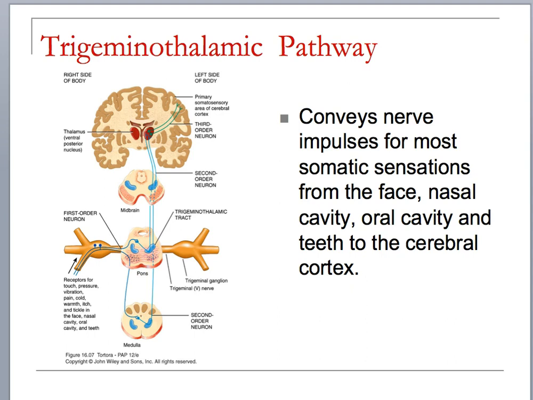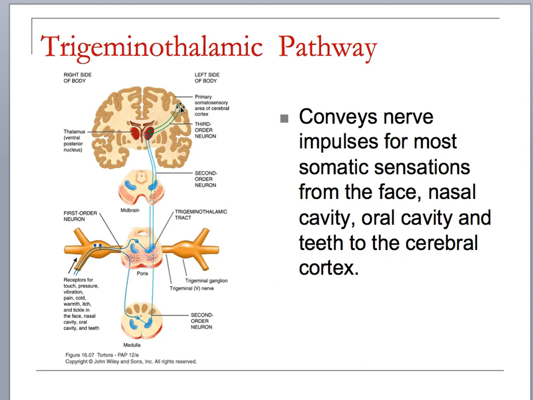Trigeminothalamic. Notice it's going to be receptors for touch, pressure, vibration, cold, warmth, itch, tickle, in the face, nasal cavity, oral cavity, and teeth. So a little bit more detail here. And you're going to see that it's coming in on the trigeminal nerve, which is number 5, right? First order neuron. And then one of two things can happen. It stays in the pons, or it drops down to the medulla, where it will decussate there. So in the trigeminothalamic pathway, we have 2 sites of decussation. They both end up ascending to the thalamus, and they both end up traveling to that primary somatosensory cortex.